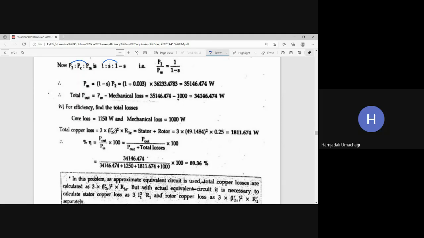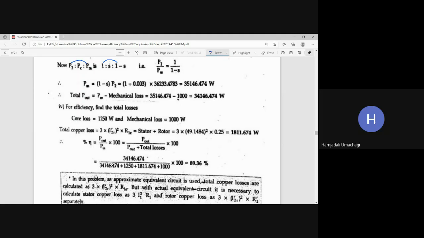3 into where I dash 2R is 49.1484 square into R1E value is 0.25. So after this we'll be getting total copper losses as 1811.674 watts. So this is the total copper loss. Therefore we know that efficiency is P out by P in into 100, where P out is already 34,146.474, and P in is nothing but what?